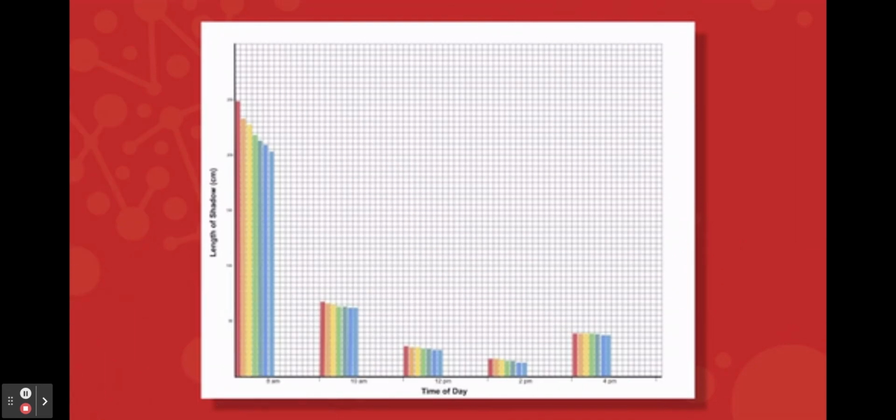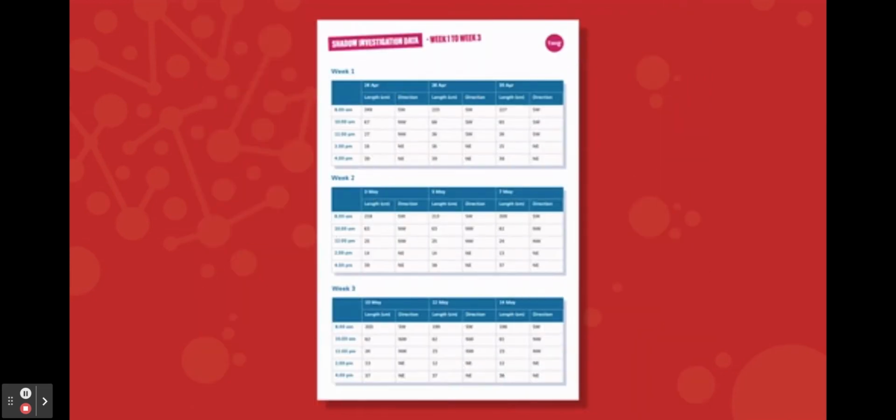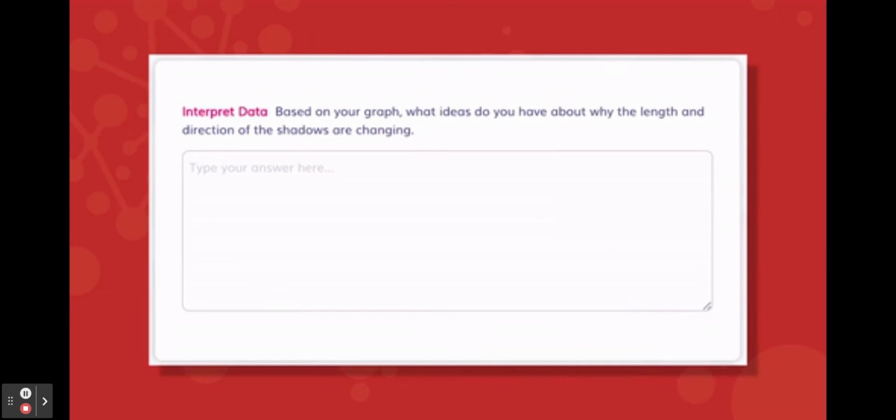Do you have any ideas about why the length of shadows are changing? I also want you to look at the direction of the shadows in the Shadow Investigation Data Week 1 to Week 3 handout. How do they change throughout each day? Does it connect to any patterns you know about the sun's position in the sky? Write what you think in the Interpret Data section.